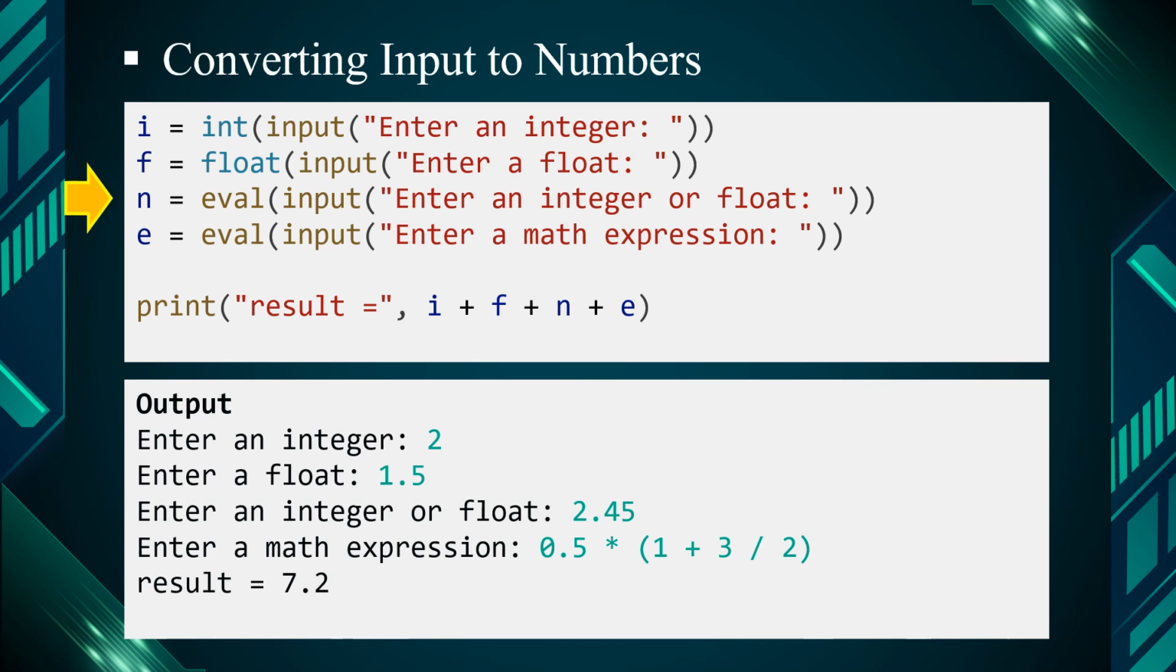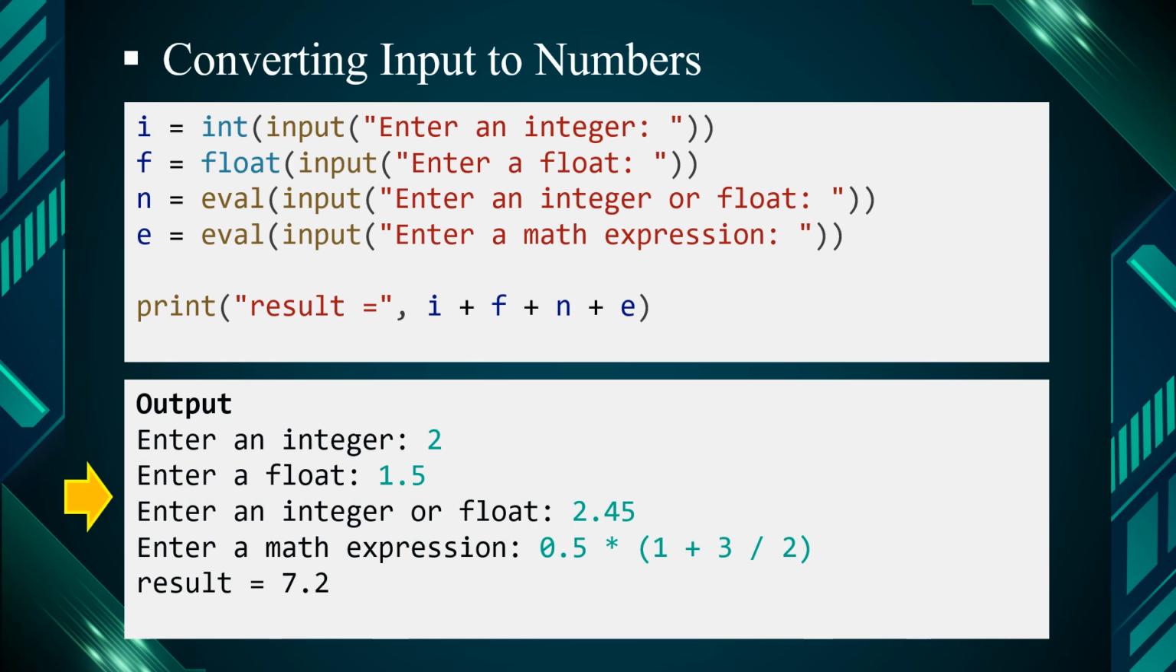Line 3 allows the user to enter either an integer or a floating point number. Regardless of what the user enters, the eval function converts it into a number. The result is stored in the variable n. Line 4 allows the user to enter a mathematical expression. The input function collects the expression as a string. The eval function evaluates the string as a valid Python expression, performing the calculation. The result of the evaluated expression is stored in the variable e. At the end, we use the print function to display the result of the summation of all the variables defined above. Let's look at the output.